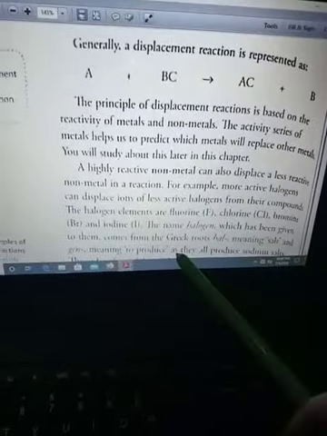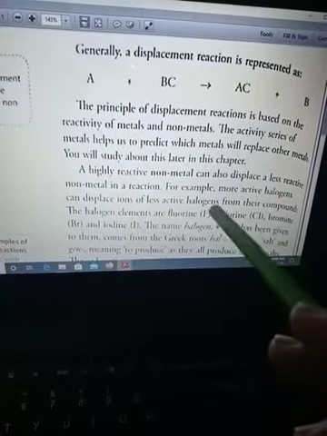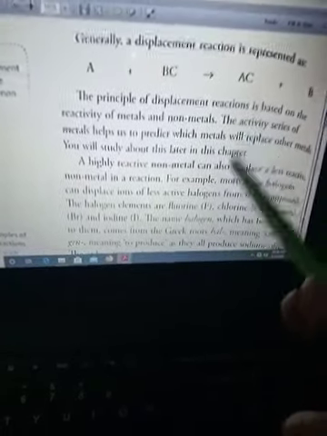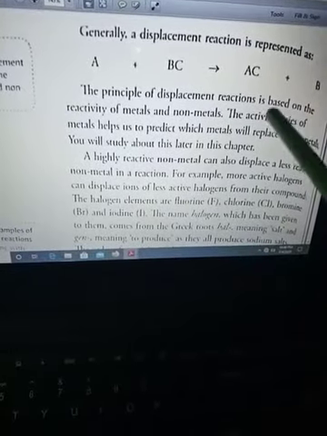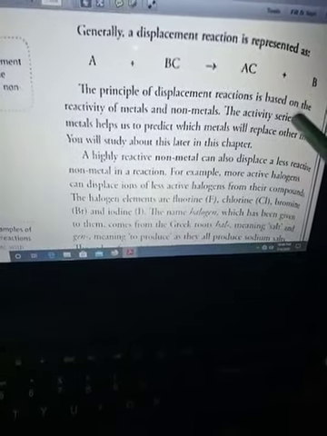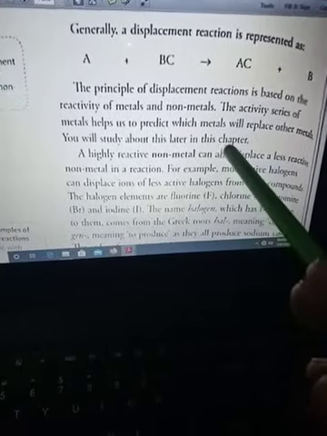Hello class. In our last class, we discussed decomposition reaction and its types, and we have seen examples of different types of decomposition reaction. And in the last, we mentioned a definition of displacement reaction.